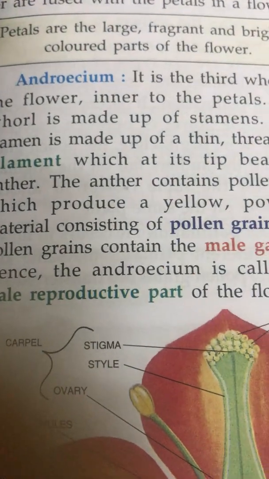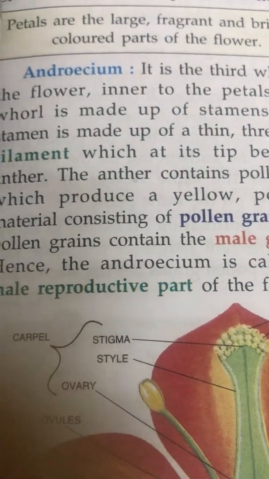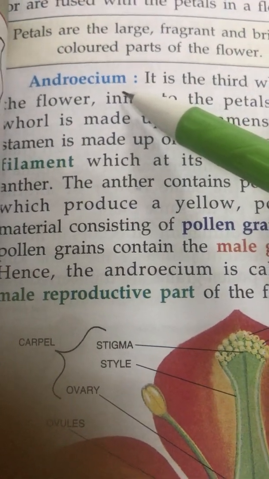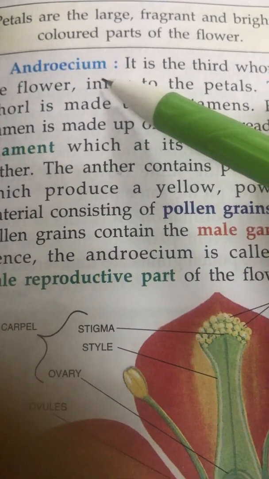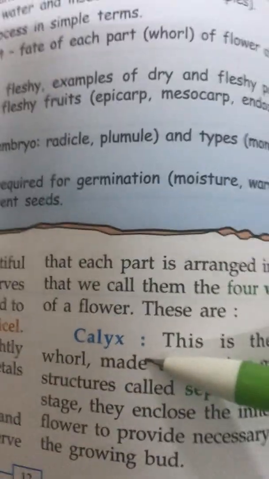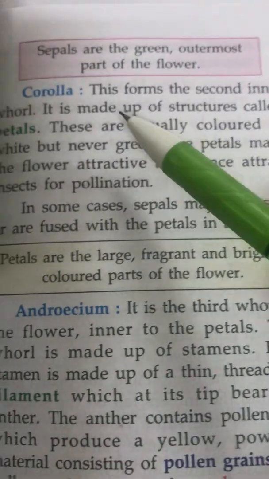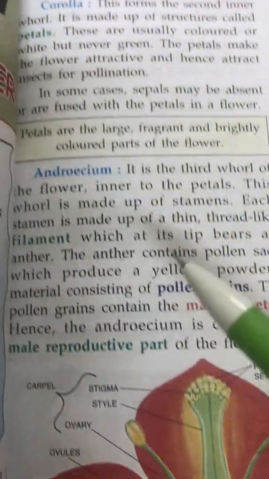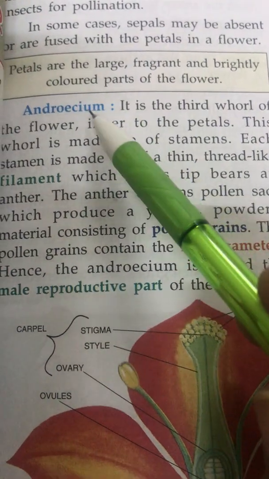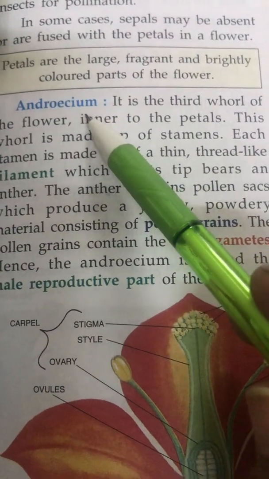Next, we'll talk about the reproductive parts of the flower. Androecium is called the male reproductive whorl of the flower. We studied that the outermost whorl is called the calyx, and inner to the calyx we have the corolla, and the third whorl from outside in a flower is the androecium. Androecium consists of several stamens.